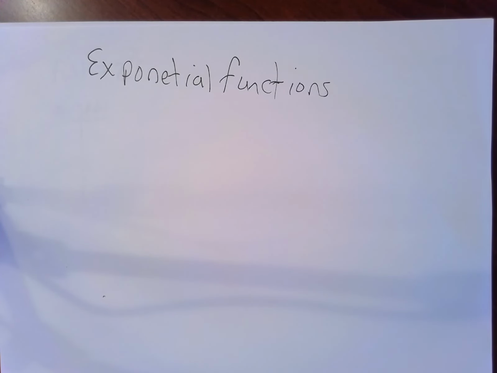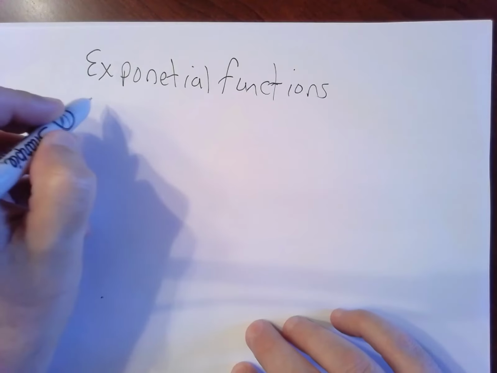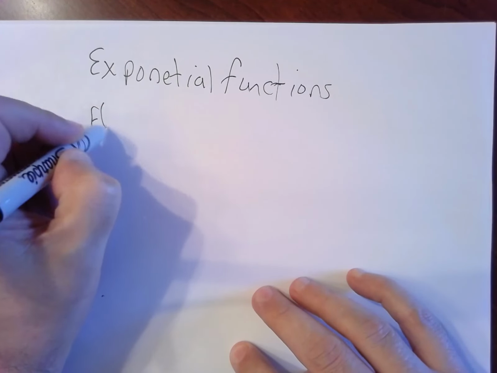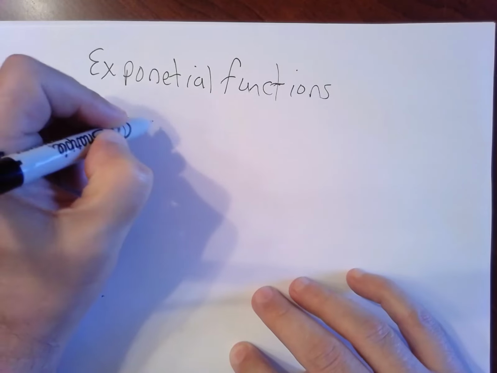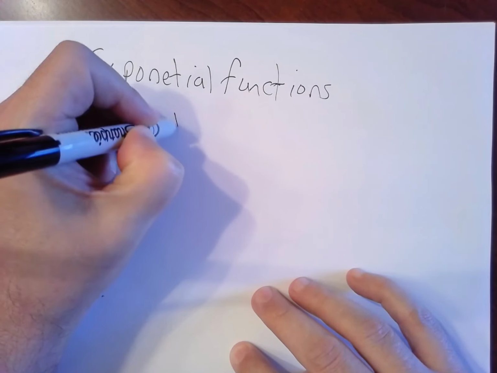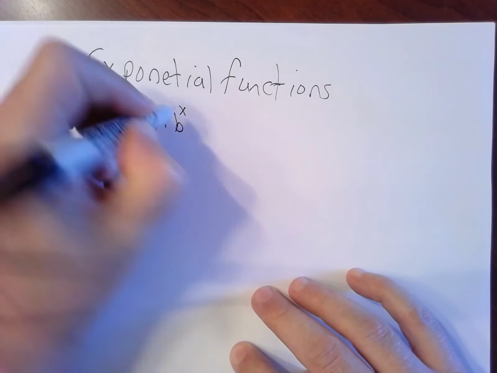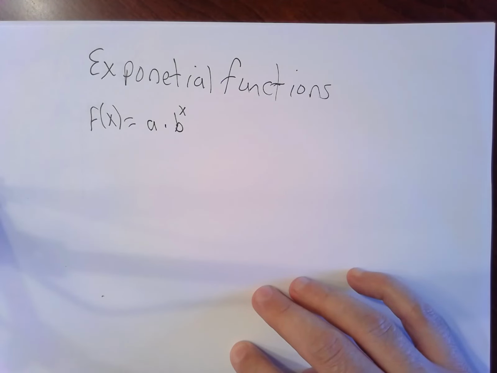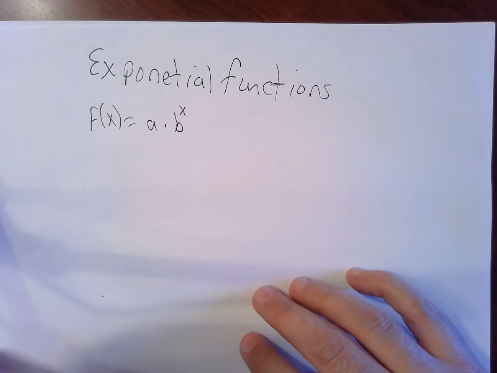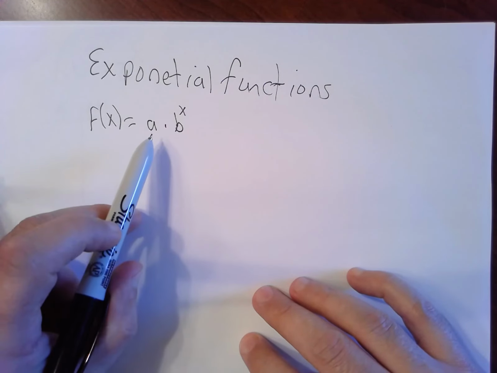Okay, in this video we are looking at exponential functions. An exponential function is of the form f of x is some number a times b to the x. This is our basic graph. We'll be taking this and shifting it up, down, left, right, whatever.